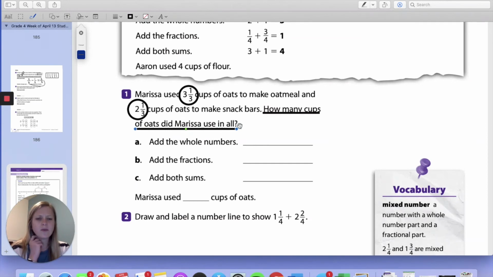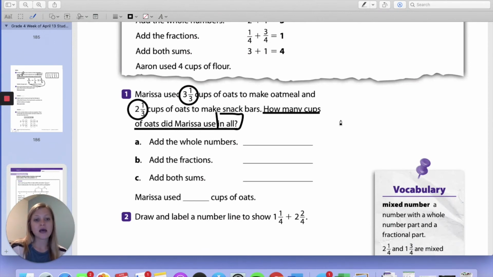Pause for a second and think about the key word. What key word do I see here? Maybe you're saying it's the keyword phrase in all, which I would agree. So let's think about what I know and what I don't know. What can I figure out from this problem? Well, I do know that Marissa used 3 1/3 cups of oats to make oatmeal, and then she used an additional 2 1/3 cups of oats to make snack bars. So hopefully you said that we're going to be adding these two mixed numbers together.